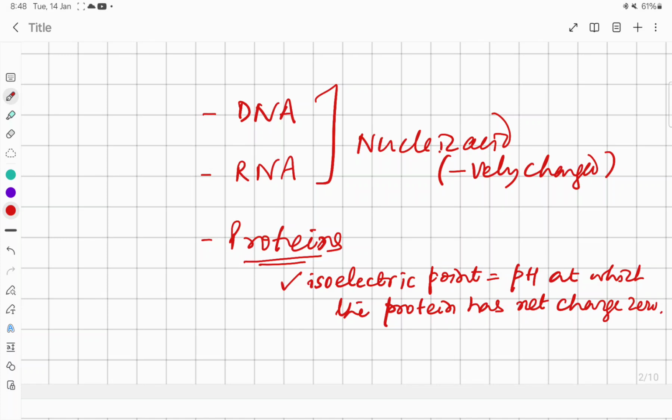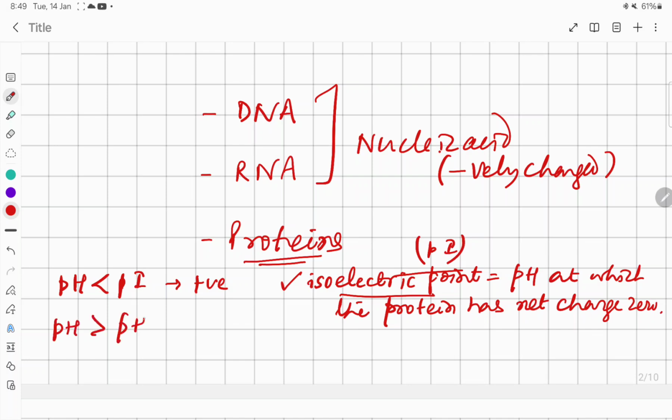The pH can be either more than the isoelectric point or less than the isoelectric point. Suppose the pH is less than the isoelectric point, pI, then the protein will behave as a positive charge, and if the pH is greater than the isoelectric point, then the protein will behave as a negative charge. Mostly the small proteins are usually positively charged and the large proteins are negatively charged based on size also.